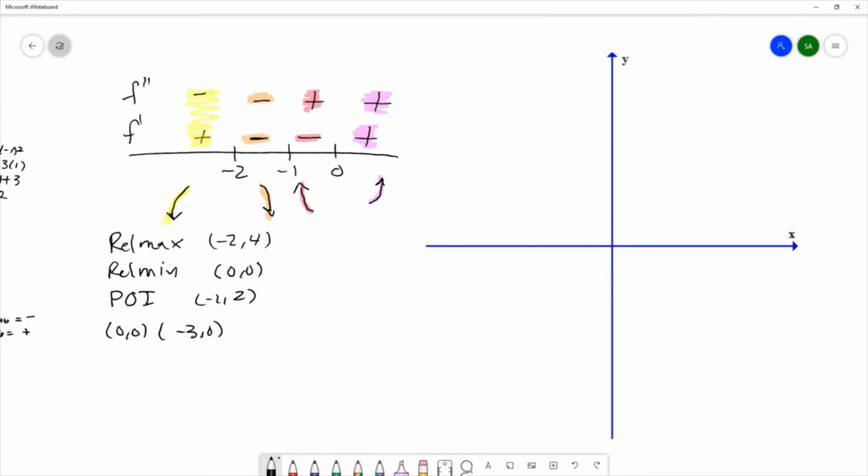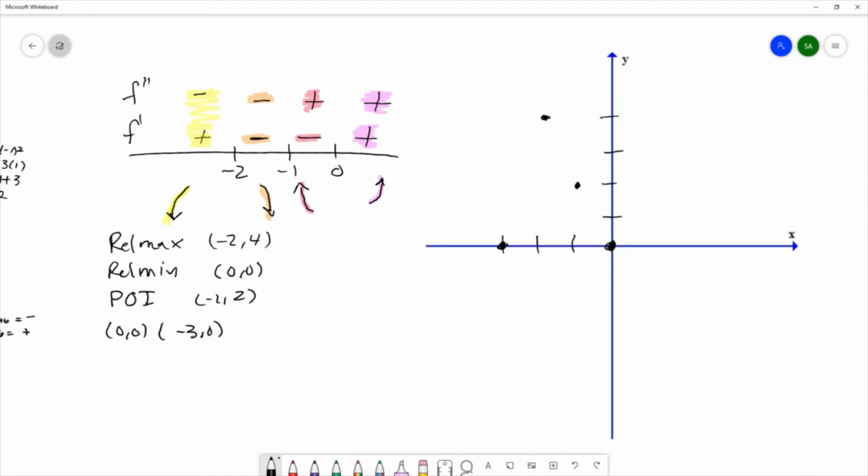So I'll plot all of these ordered pairs. We have 0, 0, -3, 0, -1, 2, -2, oops, I put that in the wrong spot. -1, 2 would be here. -2, 4 would be here. And those are all the ordered pairs I have.